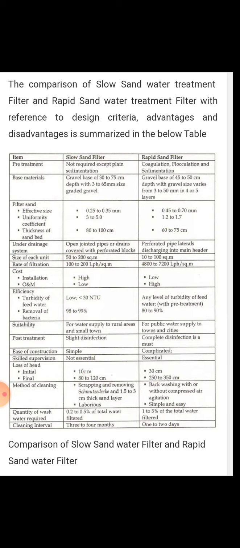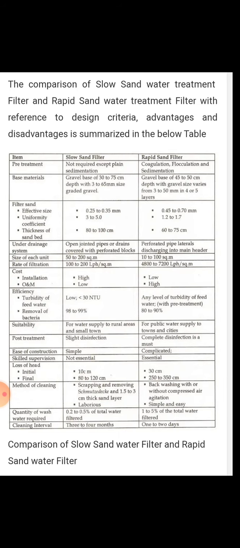Okay, so next is the size of each unit. The size of the unit in a slow sand filter is larger. How much? 50 to 200 square meters. That is the area of a slow sand filter. Whatever the size of the slow sand filter is large, so a large area is required. And if you are considering the rapid sand filter, that unit has a size of 10 to 100 square meters, so it requires less area or less space.